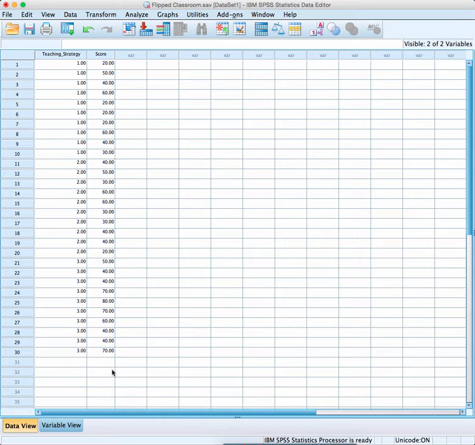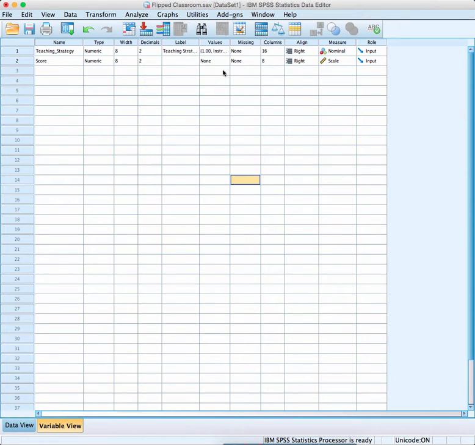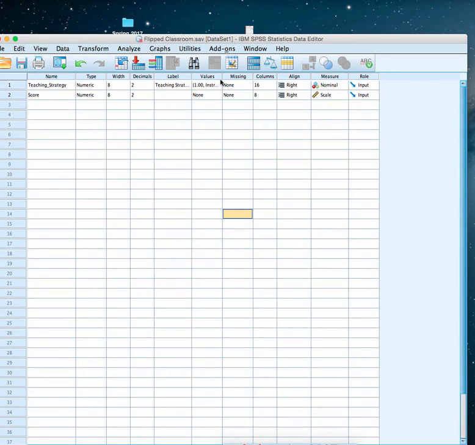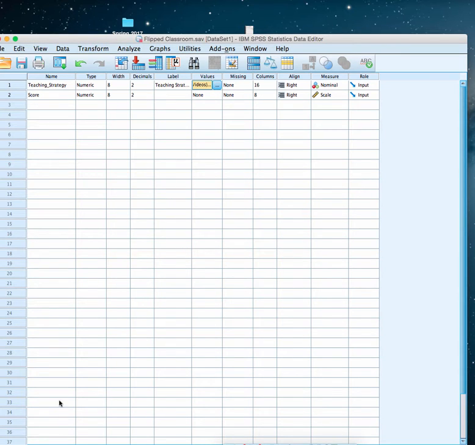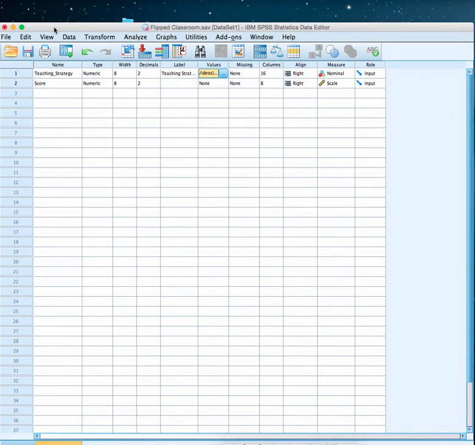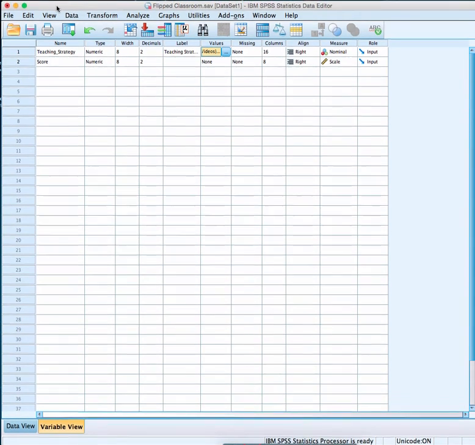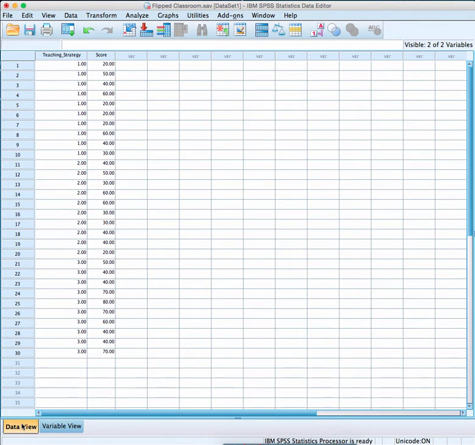t-test examination. And if you go to variable view, you'll see that each of the teaching strategies groups are labeled. So one, they used instructional videos. Two, they used videos and group discussions. And then group three, they used videos and group performance assessment. And so the teacher wants to know which one is most effective in helping these students to learn how to conduct and understand the concepts behind t-tests.